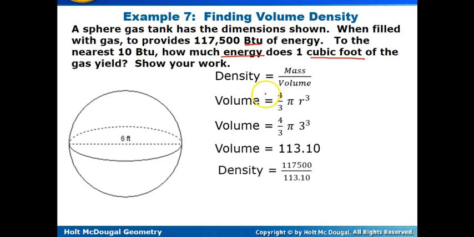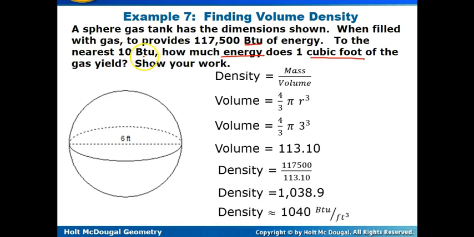So when we do this, we're going to divide the BTUs by the volume, and we're going to get 1038.9. And again, it says the answer here is to the nearest 10 BTUs. So the answer actually here is 1040 BTUs per feet cubed. So once again, BTUs has to do with our mass. And then our volume obviously is the volume of the sphere, or the volume of whatever shape we're talking about.